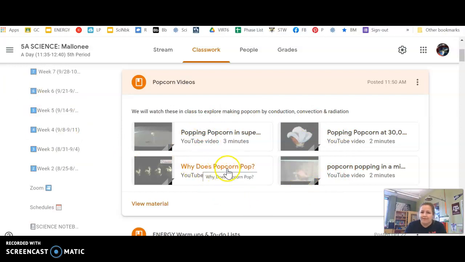Watch this one first. Why does popcorn pop? Especially if you've never thought about it. But it's going to explain the process to you. Okay, and feel free to jot down any notes about it. But then we're going to look at some of this popcorn popping in extreme slow motion.